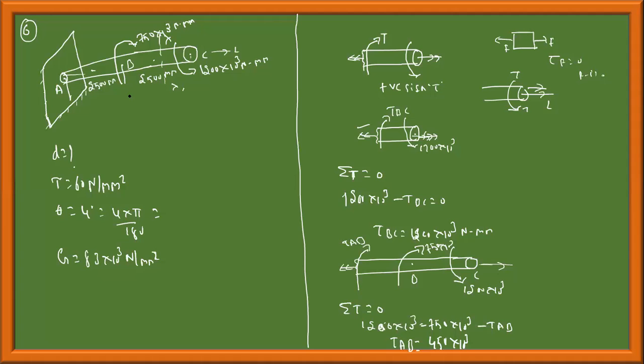Since we are assuming pure torsion, if I apply a torque, in this case T of AB is 450 into 10 power 3 Newton mm throughout this length AB, it remains the same. When you take BC, 1200 into 10 power 3 throughout this section BC, it remains the same. Hence, this angle of twist is the summation of theta AB plus theta BC, assuming that pure torsion is happening at each section.